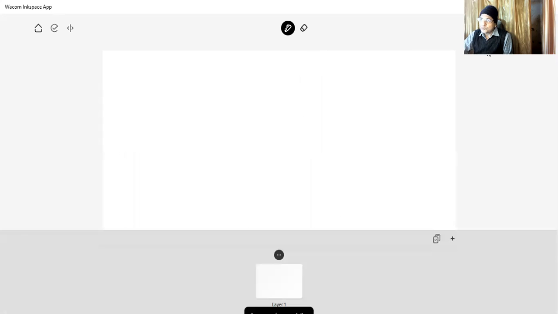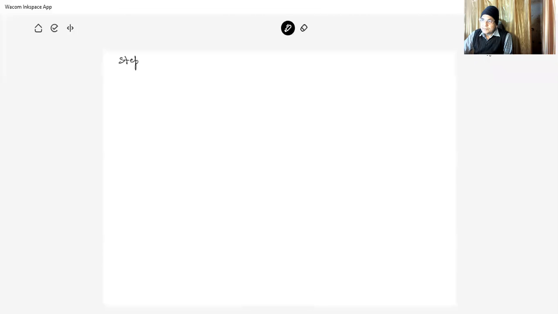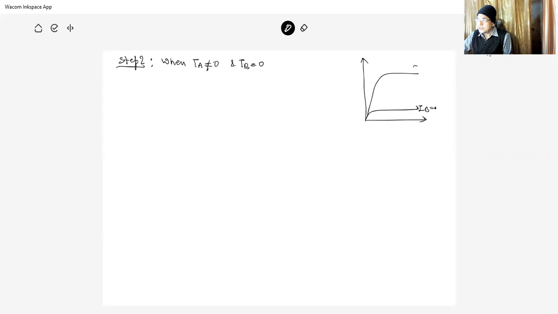So we will take step 2. In step 2, when transistor A is not equal to 0 and TB is equal to 0, what happens? You see in this characteristic curve, this is IB equal to 0, and here this is IB not equal to 0. So TB is here in the cutoff region, and since this is not equal to 0, this is the place of TA. TA will be switched over to the saturation region, this region.